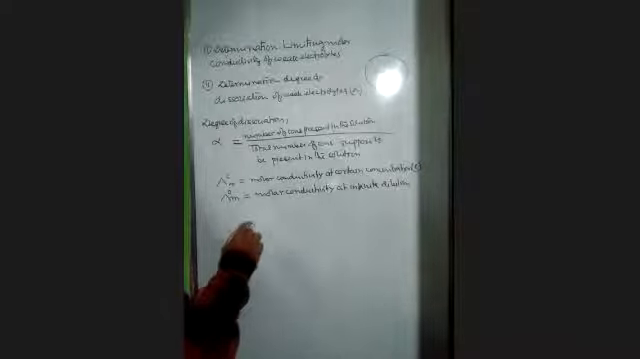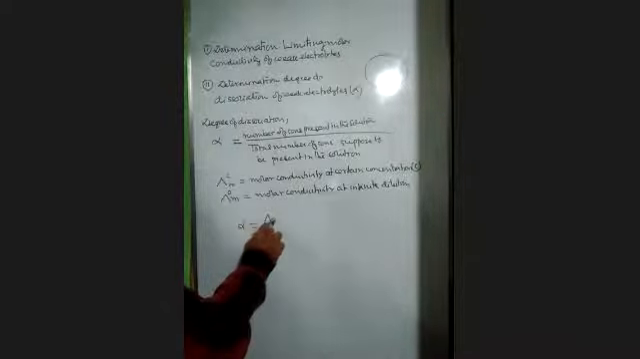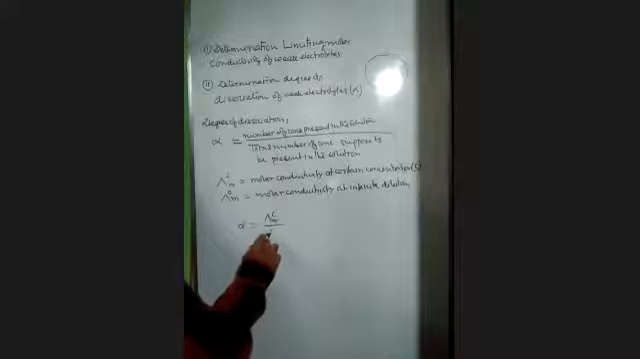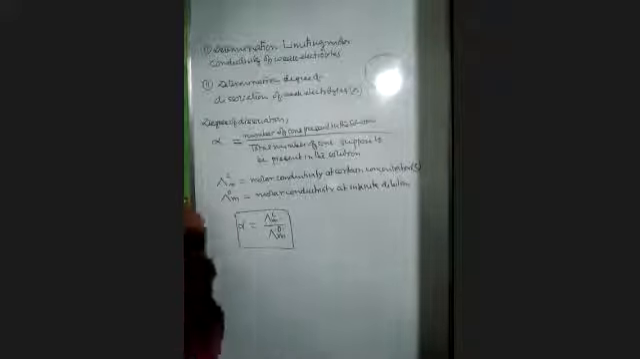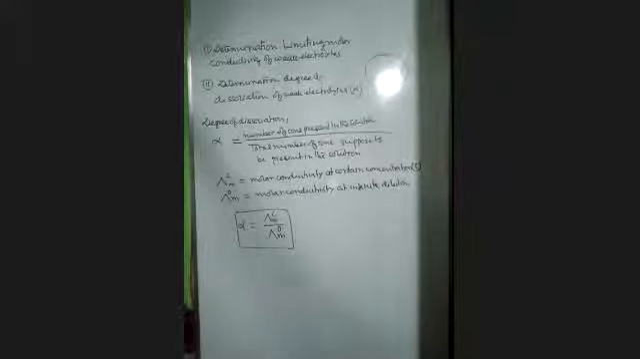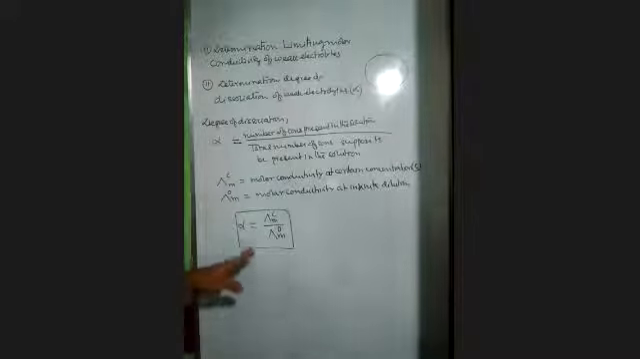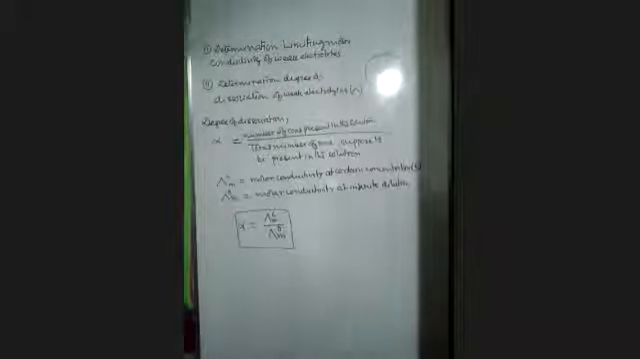So what I can write now, therefore, alpha is equal to lambda mc divided by lambda m0. So from here we can calculate the degree of dissociation. Whatever value we get, we have to express in percentage, that is, you have to multiply it by 100, because degree of dissociation is always expressed in percentage.